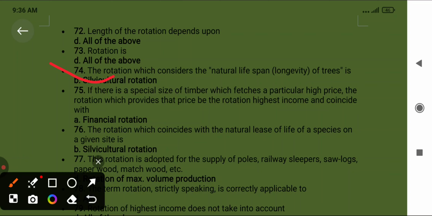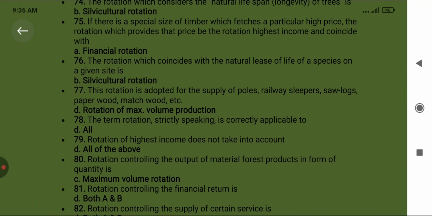If there is a special size of timber which fetches a particular high price, the rotation which provides that price is the rotation of highest income and is considered the financial rotation. The rotation which coincides with the natural lifespan of a species on a given site is the silvicultural rotation. The rotation adapted for the supply of poles, railway sleepers, sawlogs, paper wood, match wood.